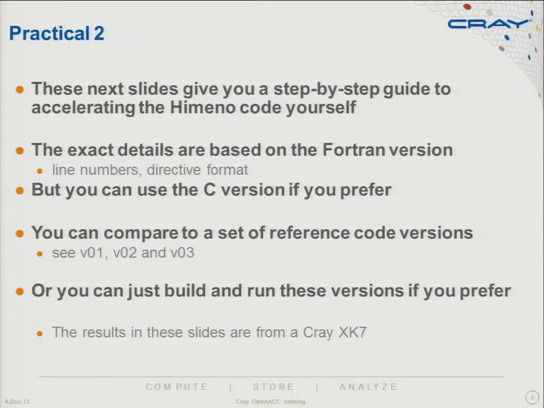So you can either, I'm going to go through the Fortran version. There's a Fortran version and a C version. This is practical 2 in the tar file that you have. If you look in there, you'll see that there are 4 versions of the code in there: version 0, version 1, version 2, and version 3. And those are incremental steps of adding OpenACC and gradually porting the whole application to run on the GPU.